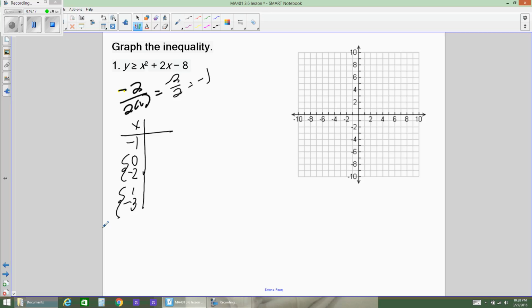Grab your calculator and plug it in. X squared plus 2x minus 8. Plug it in, plug it in, plug it in. You should see that negative 1 is negative 9. The 0 and the negative 2 are negative 8. And the 1 and the negative 3 are negative 5. Okay, so negative 1 is negative 9. Let's get it here. Your 0 with your negative 8.